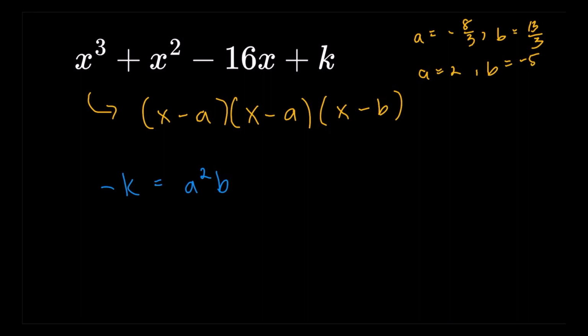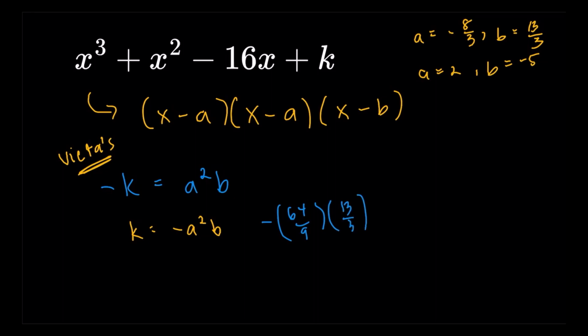Again, by Vieta's formulas, the product of the roots is going to be negative k. So negative k would be a squared b, essentially k is negative a squared b. Let's substitute the values in. In the first case, where a equals negative 8/3 and b equals 13 over 3, that's negative of 64 over 9 times 13 over 3. Now 64 times 13 gives me 832, so 832 over 27. That becomes negative 832 over 27, and that's one possible value for k, from the first case.